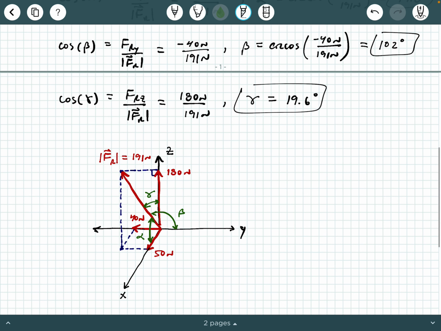Another thing to notice is that you see that beta is greater than 90 degrees. It's 102. So that tells you that beta is swooping from the positive y-axis into this negative y direction, which supports the fact that we got a negative 40 for the y component. So this is just a good way to visualize all of this together as a resultant force in 3 dimensions. So hopefully you found this video helpful.